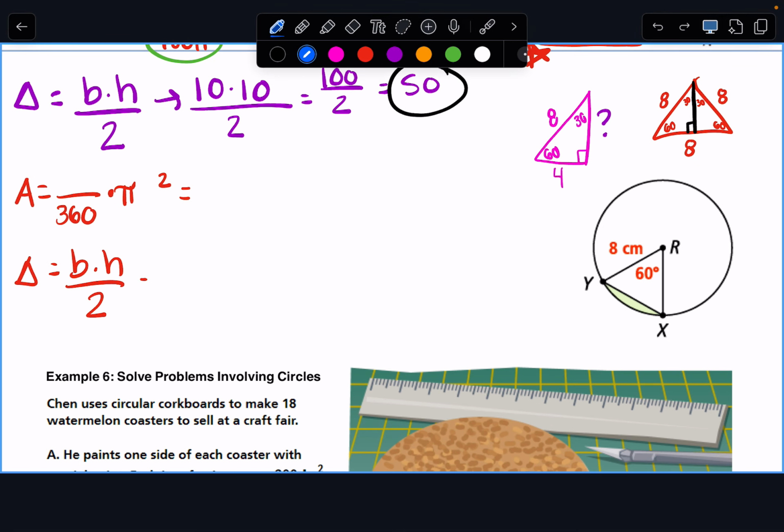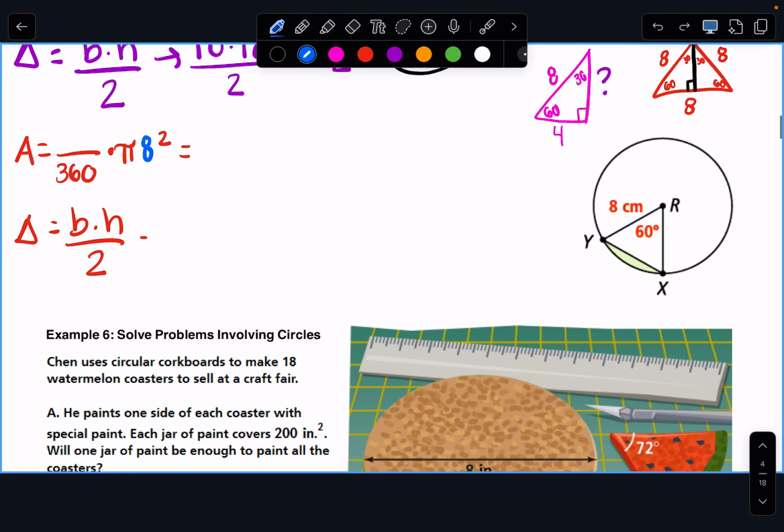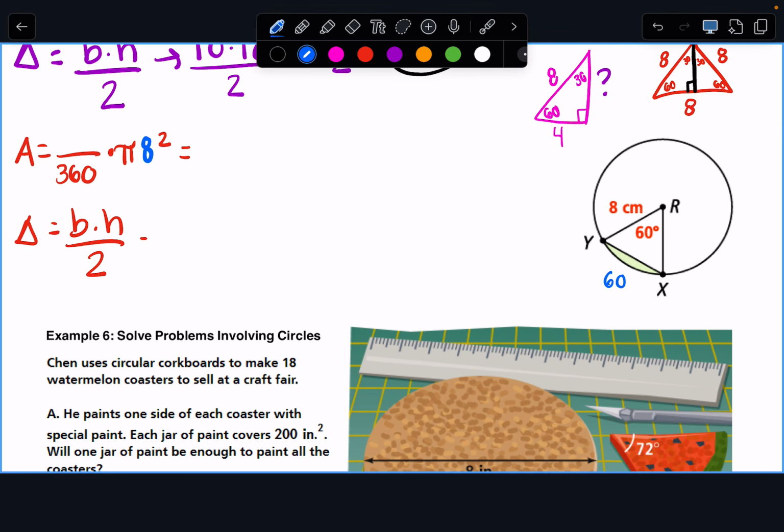Here's our formula. The two things we need is radius and the arc measure or central angle. Our radius is 8. Our central angle is 60 degrees. That is also our arc measure. Just bonus, we can write that out here. That's the measure of arc XY. And that's always our end value. All right, I'm going to simplify and get a final answer for the sector area. Here's what we get.